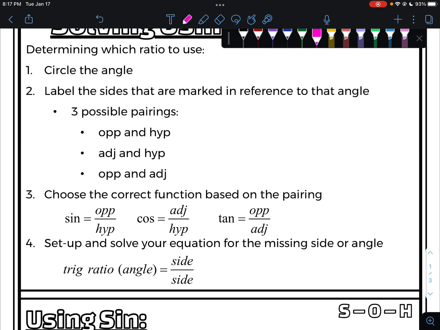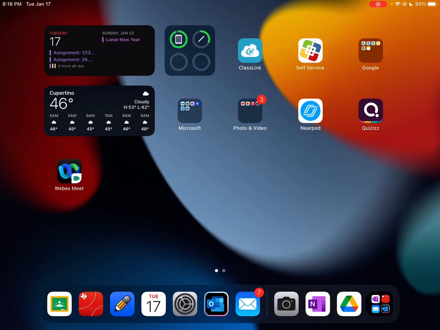Now, before we get started, one thing we have to do is make sure that the calculator we're using is in degree mode. So if you're using the handheld calculator, you go to a new document, you add a calculator, and in the top right corner, it should say DEG.